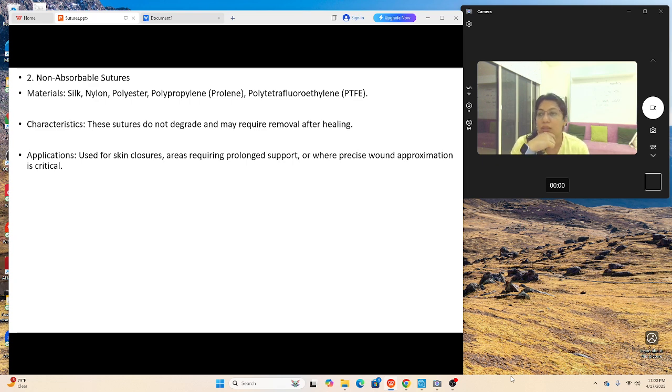Non-absorbable sutures, materials are silk, nylon, polyester, polypropylene, that's Prolene, PTFE, polytetrafluoroethylene, okay, PTFE. Characteristics: these sutures do not degrade and they require removal after healing, especially the ones on the skin. Application: used for skin closures, areas requiring prolonged support, or where precise wound approximation is critical.